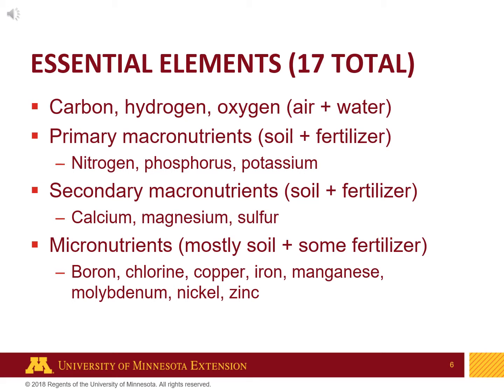The final elements grouped by importance are called micronutrients, and these include the elements boron, chlorine, copper, iron, manganese, molybdenum, nickel, and zinc. Micronutrients are rarely deficient in soil conditions, but when necessary, can be supplied for plant uptake through granular or foliar fertilizers.